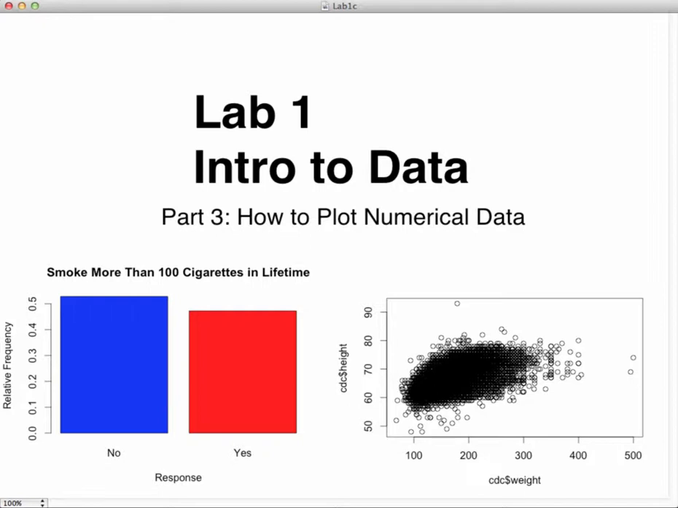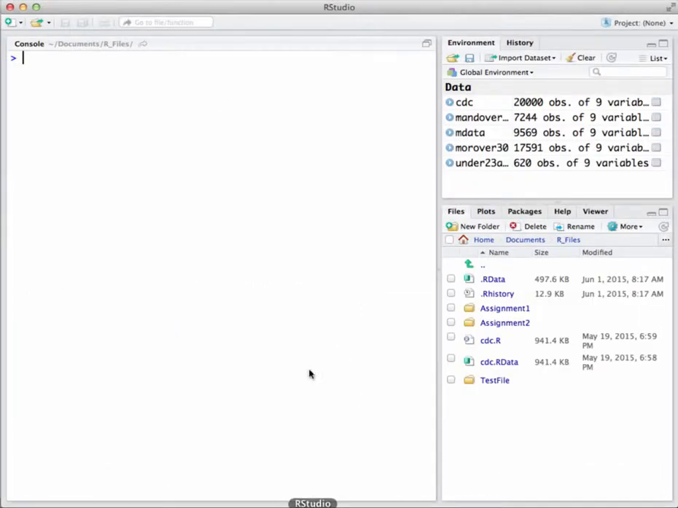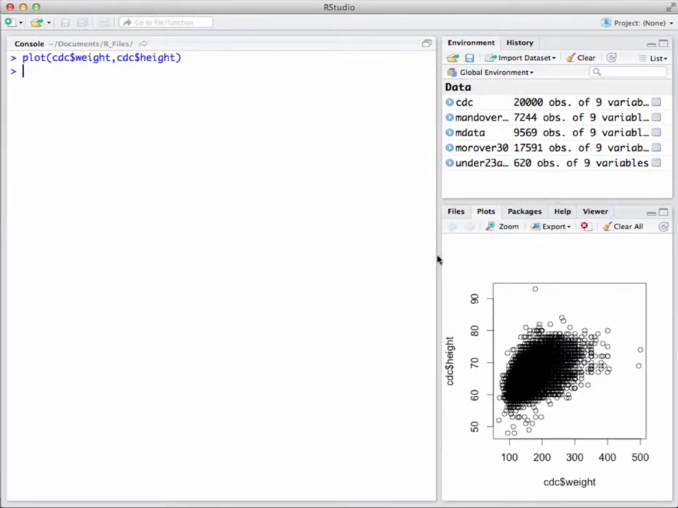So we've seen how to plot bivariate data before. Let's go ahead and go back into RStudio here real quick. And so we know the plot command. So for example, if we go plot and we say CDC$weight, W-E-I-G-H-T, by CDC$height, and if we plot those two, we get the following scatter plot.